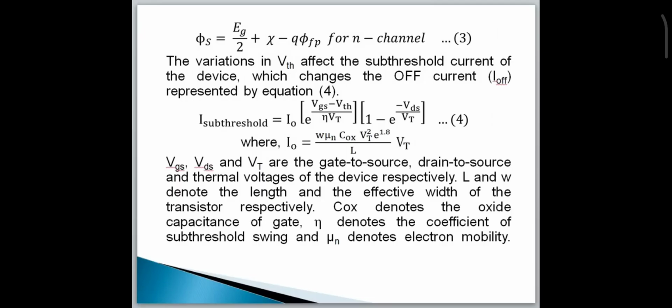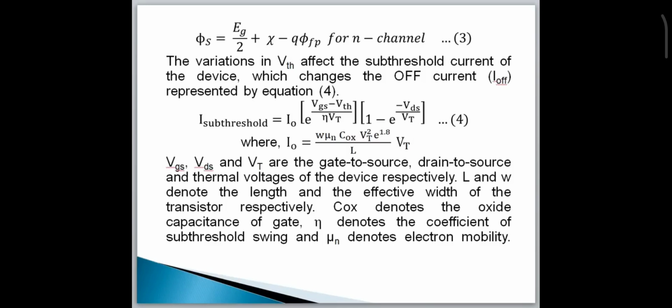We know that the work function of the silicon material is equal to Eg by 2, the electron band gap, plus electron affinity minus q delta phi p for an n-channel device. The variation in threshold voltage affects the subthreshold current of the device, which changes the I-off current, represented by equation 4.